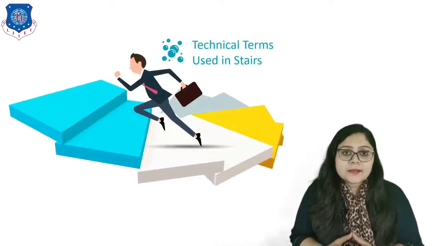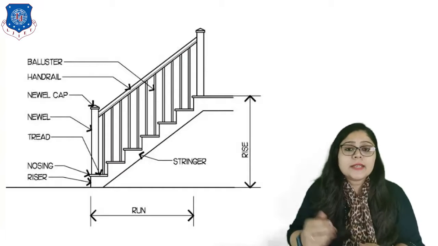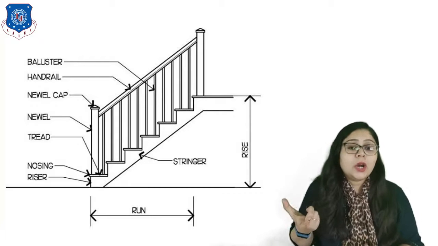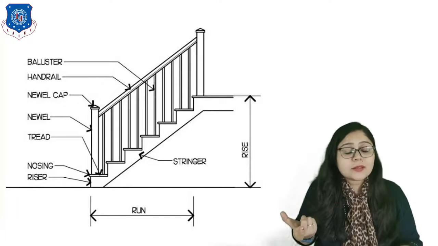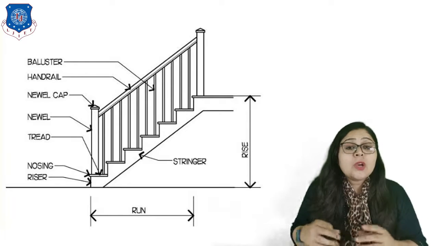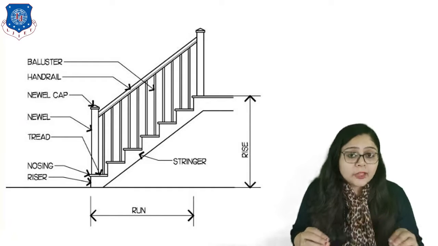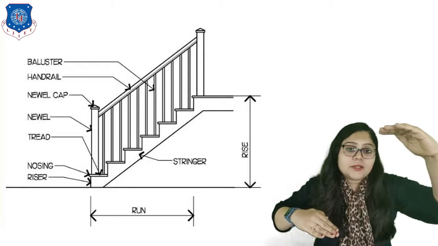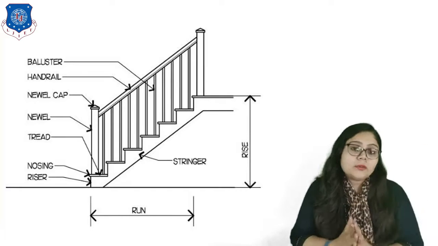Now, let's discuss technical terms used in stairs first. As shown in the figure, the inclined portion is known as the stringer and the horizontal portion is called the run. That is the horizontal distance available to us to provide some inclination in such a way that we can connect two floors, right? The overall vertical space available there is known as the rise. Whenever you provide steps, the first and last portion of that construction is called the landing, so we can connect the two floors.